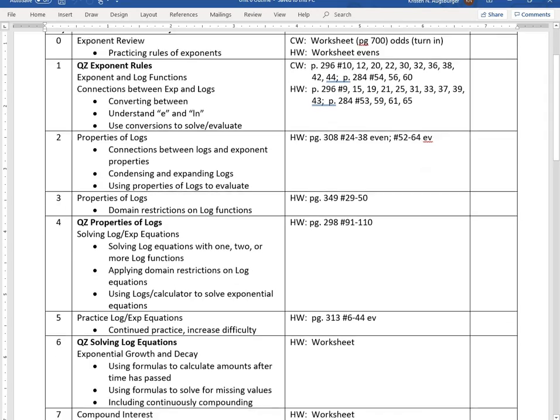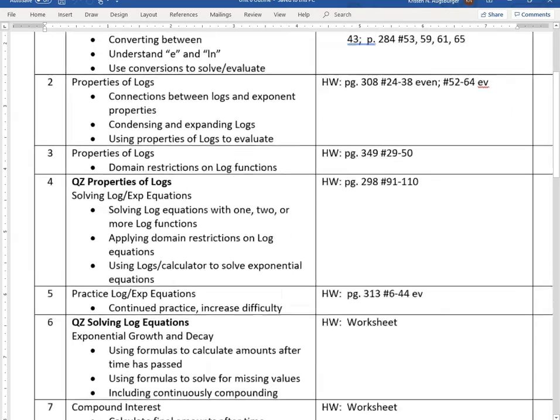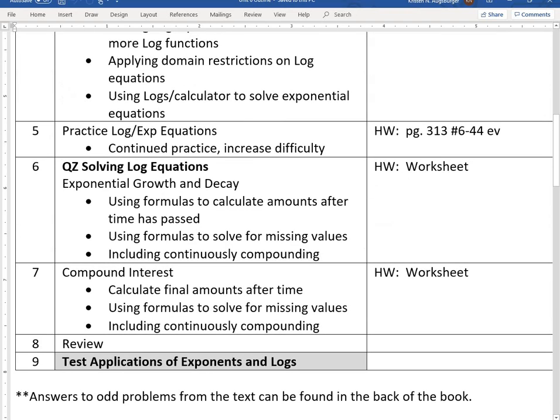So your homework is for this second day, this stuff here. I will also write it down and put it up on the board. Page 313, 6 through 44, even.